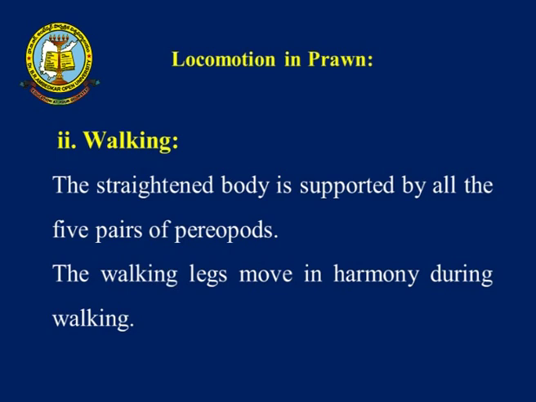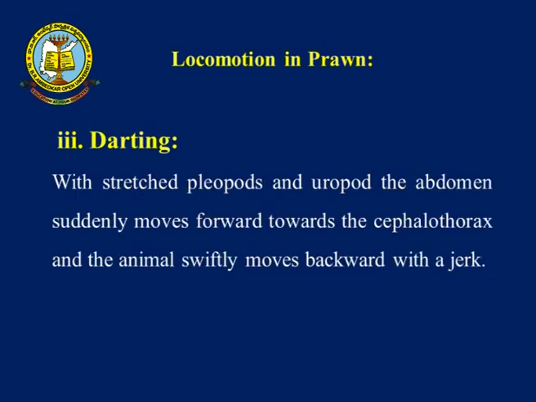Walking, as I told you, the last 3 pairs of walking legs are used for walking. So the walking legs move in harmony during walking. Darting is one more type of locomotion, where with the stretched pleopods and the uropods, the abdomen suddenly moves forward towards the cephalothorax, and then the animal swiftly moves backward with a jerk, and this jerking movement is helped by the uropod. So that is darting. Whenever they want to move backward or escape from any predator, this is the type they use to escape, that is the movement of the backside.